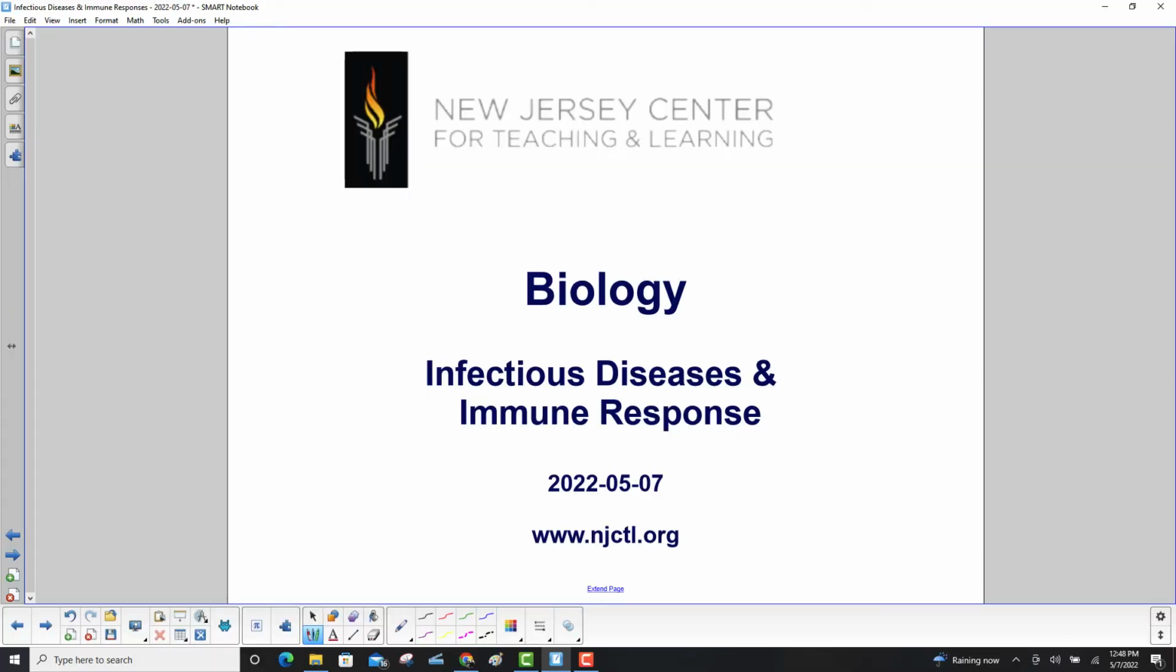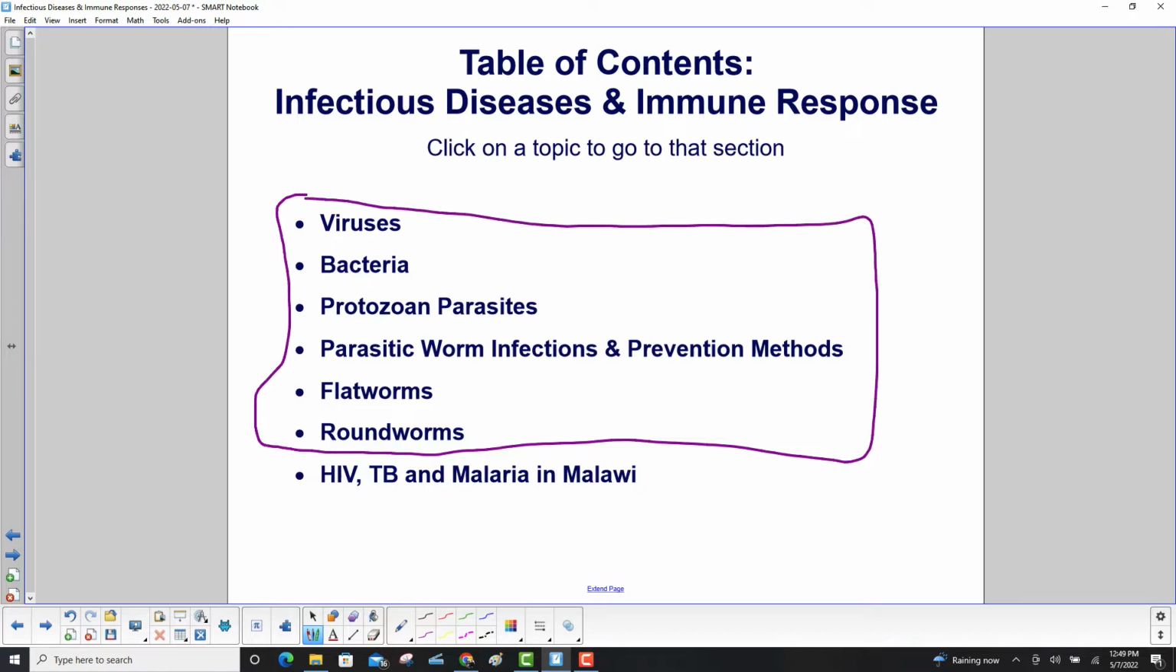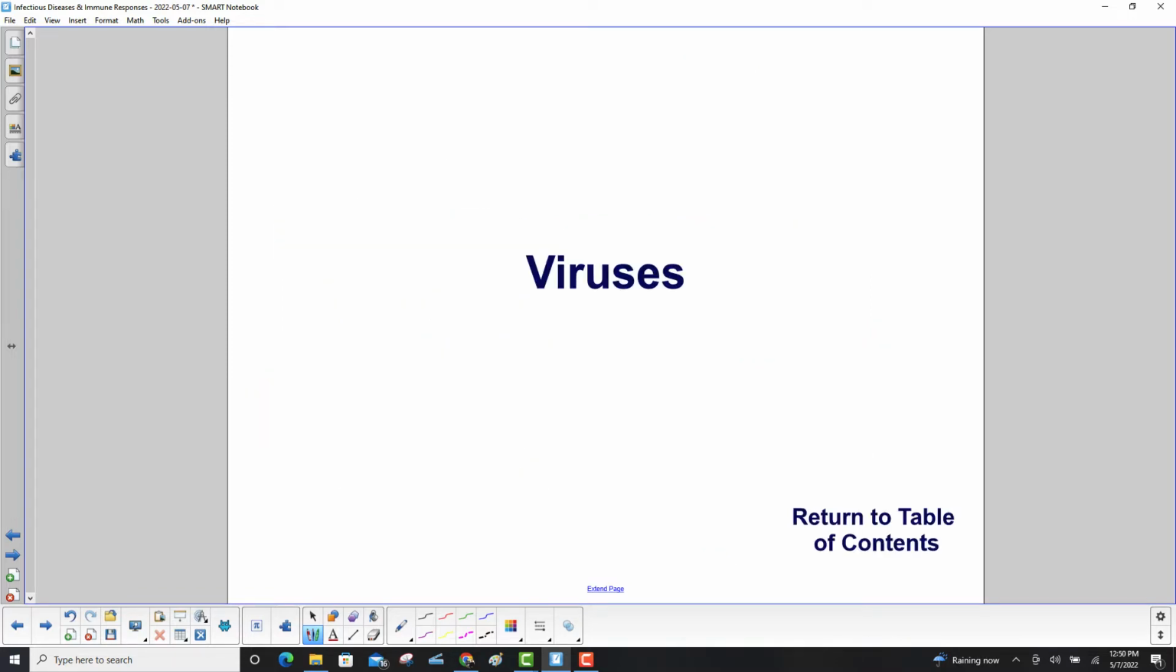Infectious diseases and immune response. Infectious diseases can be caused by many factors, and we're going to talk about all of them right here, and in addition, what the immune system does to get rid of them. And we'll finish up with some specifics on HIV, tuberculosis, and malaria in Malawi.